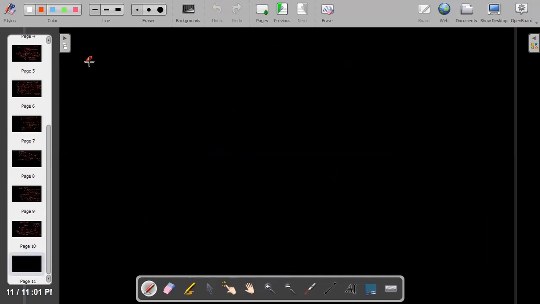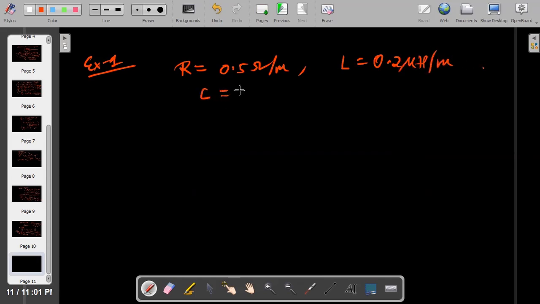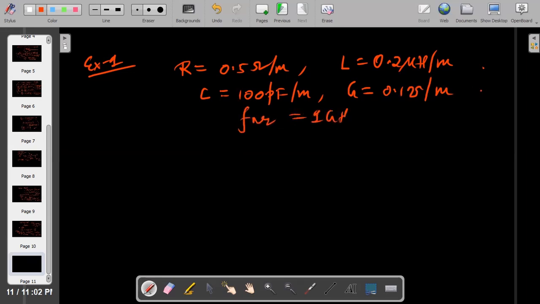Very simple. Example 1. You do it on your own. Resistance is given 0.5 ohm per meter. Inductance is given 0.2 microhenry per meter. Capacitance is given 100 picofarad per meter. And all these things will be there in per meter only, so you don't need to change. Students may get confused, okay, it is given in per meter, so what will I write? All the units will be per meter only. Conductance is 0.1 mho per meter. Frequency is given 1 gigahertz, right?